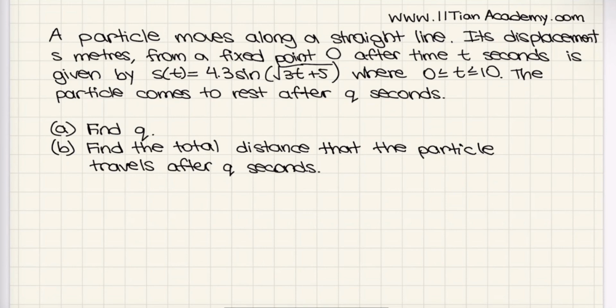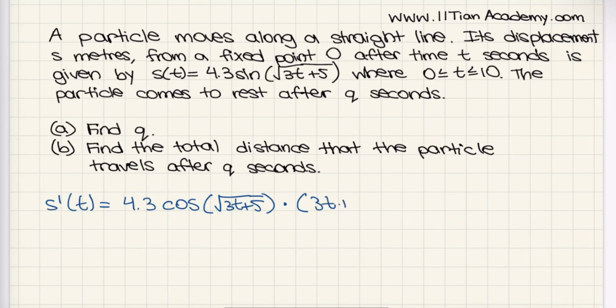And so, in other words, we're going to treat q and t interchangeably in this situation because q is a specific time when, sorry, s prime of t is equal to 0. So first we need to find out what s prime of t is equal to. Well, we need to use our chain rule for this. It's going to be 4.3 cosine of the square root of 3t plus 5, and then times the derivative of the square root of 3t plus 5. Okay, so what's the derivative of that then?